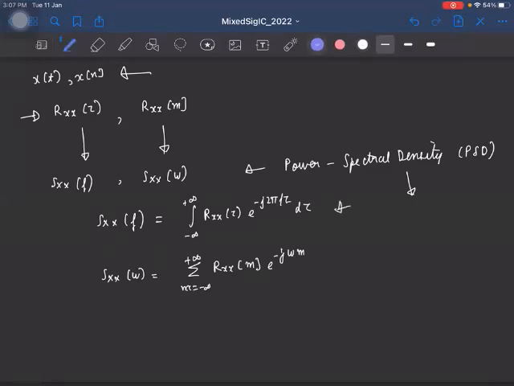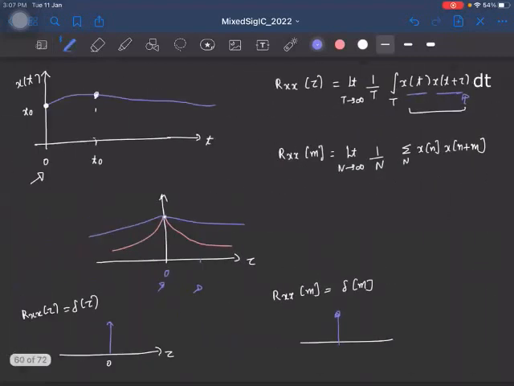So let's first look at what is the dimension of this autocorrelation function. Well, let's say if x is a voltage domain signal, so x of t has dimensions of volt. This also has dimensions of volt. This is second, and this has 1 over second, right? So overall, this has dimensions of volt square. Okay.